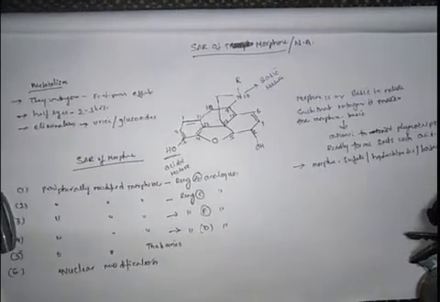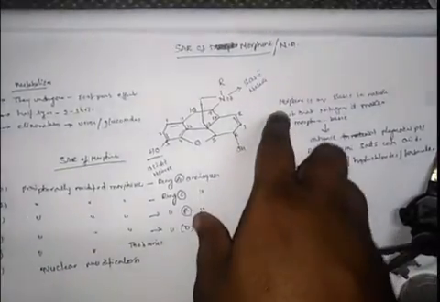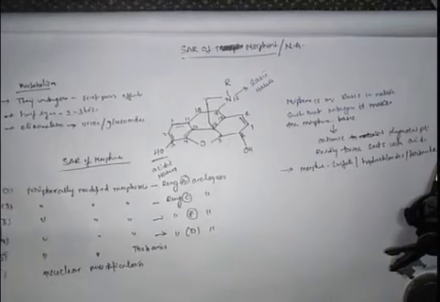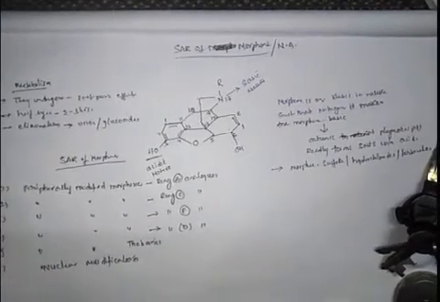Then we have to write the point on why morphine is acidic. We have to describe the acidic nature and basic nature of morphine. Morphine is basic in nature, and also the OH.